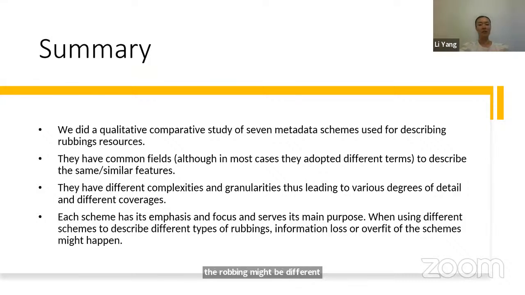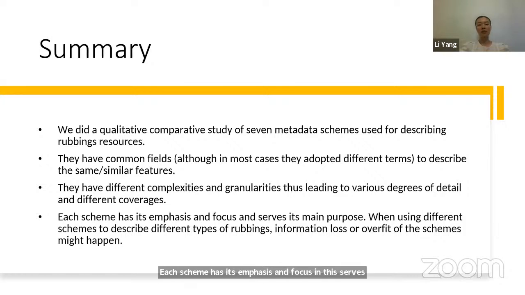It comes to the end summary. We did a qualitative comparative study of 7 metadata schemes used for describing rubbing resources. They have common fields to describe the same or similar features, though usually they adopted different terms. They have different complexity and granularities, thus leading to various degrees of detail and different coverages. Each scheme has its emphasis and focus and serves its main purpose.